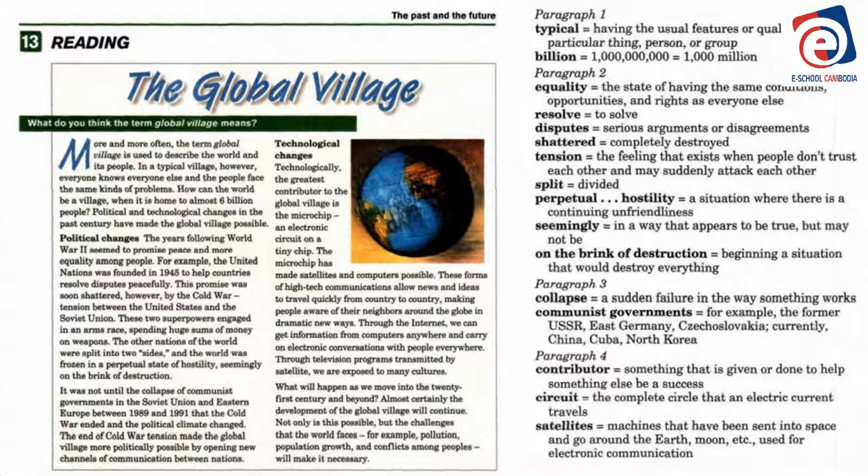The microchip has made satellites and computers possible. These forms of high-tech communications allow news and ideas to travel quickly from country to country, making people aware of their neighbors around the globe in dramatic new ways. Through the internet, we can get information from computers anywhere and carry on electronic conversations with people everywhere. Through television programs transmitted by satellite, we are exposed to many cultures. What will happen as we move into the 21st century and beyond? Almost certainly, the development of the global village will continue. Not only is this possible, but the challenges that the world faces, for example, pollution, population growth, and conflicts among peoples, will make it necessary.